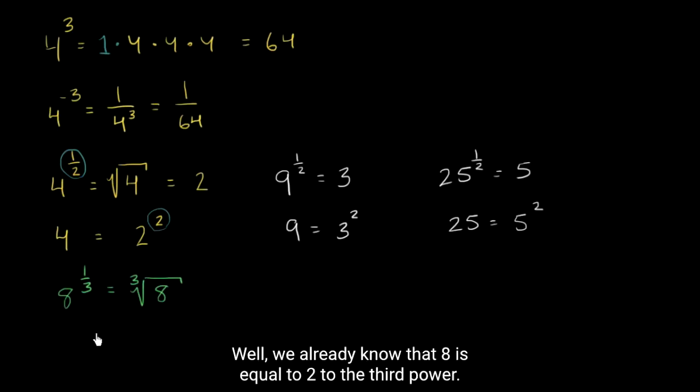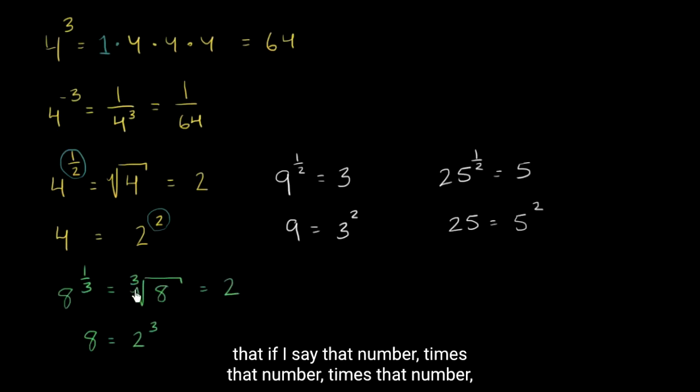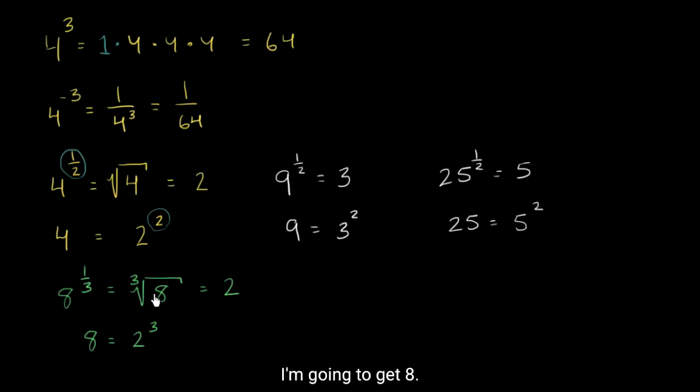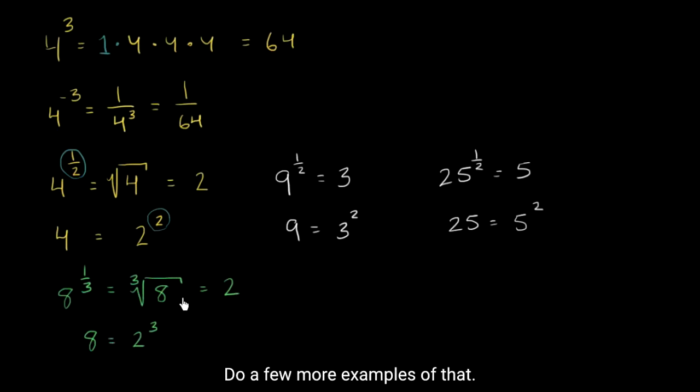Well, we already know that 8 is equal to 2 to the 3rd power. So the cube root of 8, or 8 to the 1/3, is just going to be equal to 2. This says, give me the number that if I say that number times that number times that number, I'm going to get 8. Well, that number is 2, because 2 to the 3rd power is 8. Let's do a few more examples of that.